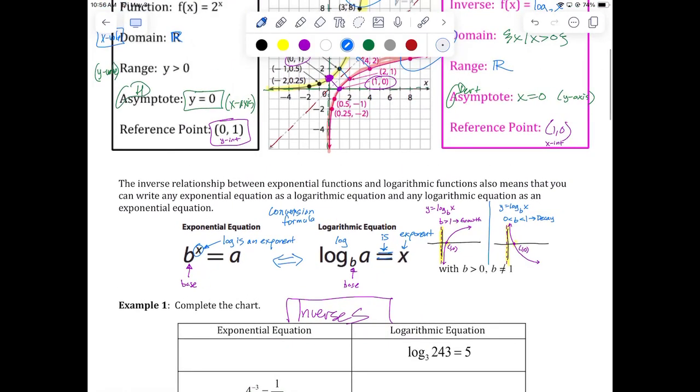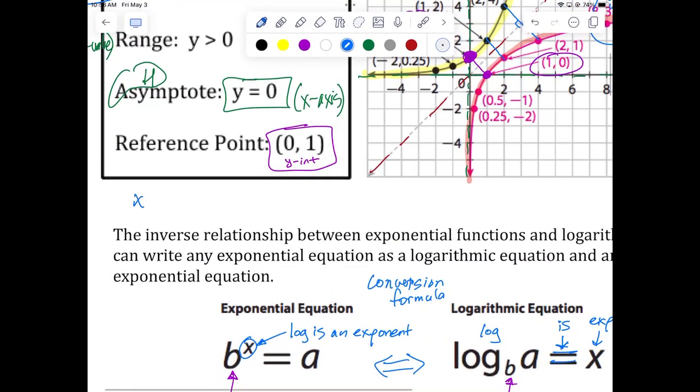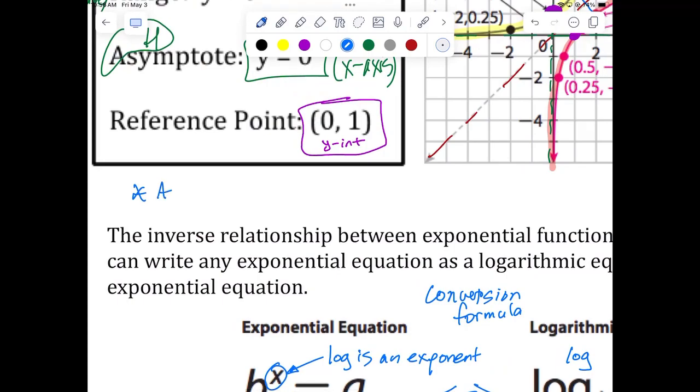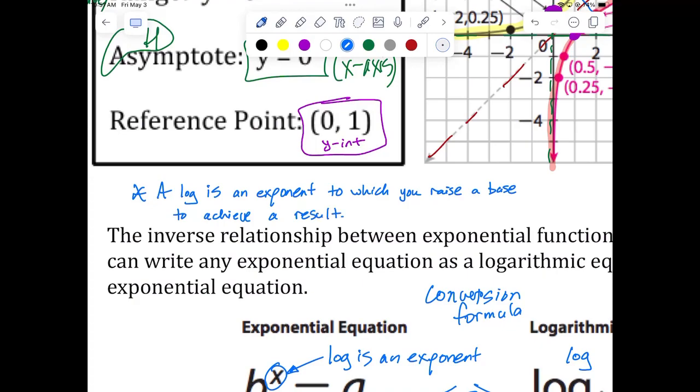So let me go ahead. I'm going to go out on a limb here, and I'm going to introduce the real definition of a log. Here's the log right here. This will help you understand what a log is. A log is an exponent, as we already said, to which you raise a base. This is how we define it in pre-cal. To which you raise a base to achieve a result. That's it. So it's not just any old exponent. It's a particular exponent to which you must raise a certain value to achieve a number.